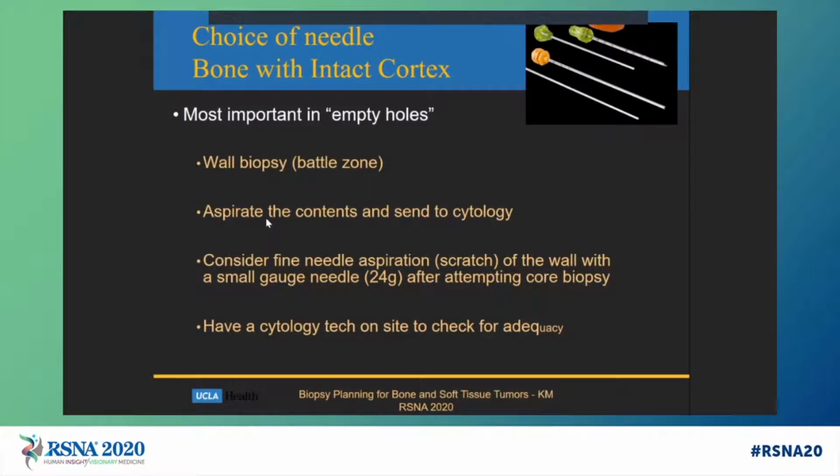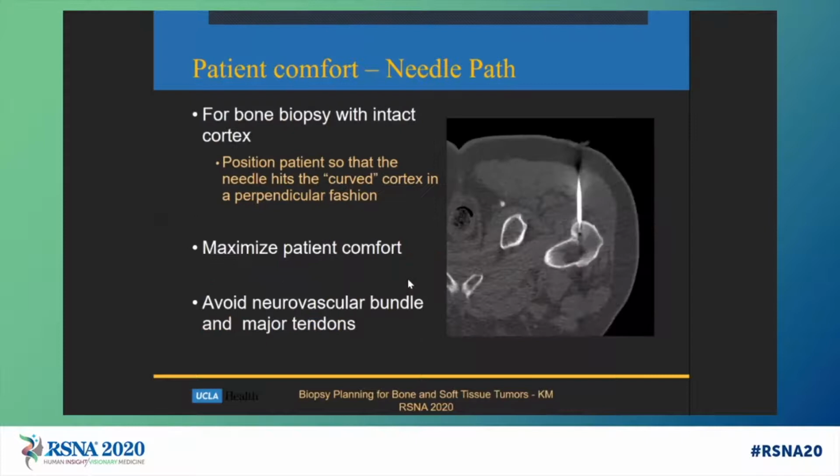If you encounter empty holes, I recommend getting a biopsy from the wall. That's the battle zone. Do aspirate the contents and send it to cytology, and consider doing an FNA with a thin needle from the wall after the biopsy. And it's a great idea to have a cytotech on site to check for adequacy.